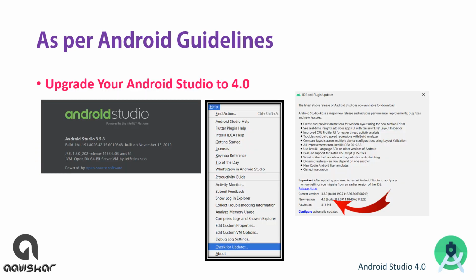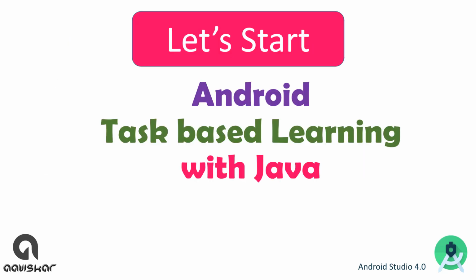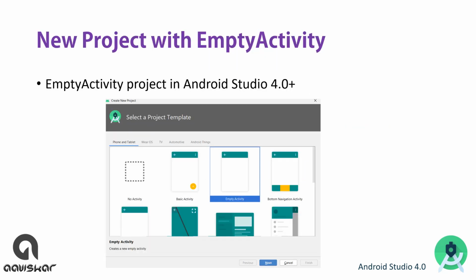So I think you have completed your task. Let's see the solution for that. Upgrade your Android Studio to 4.0. We are using view binding to replace findViewById. And let's start. Android TBL means task based learning with Java inside Android Studio 4.0.